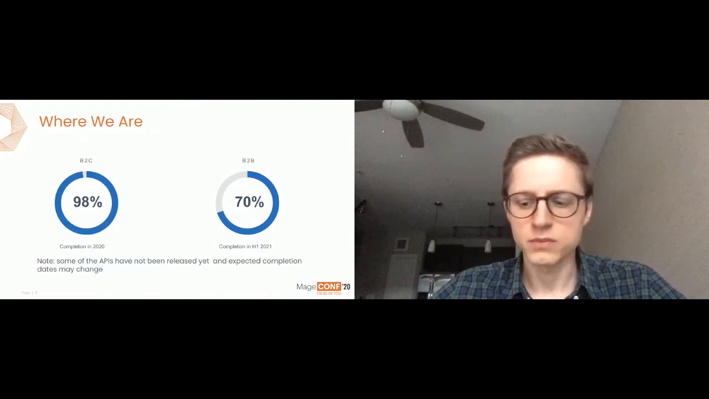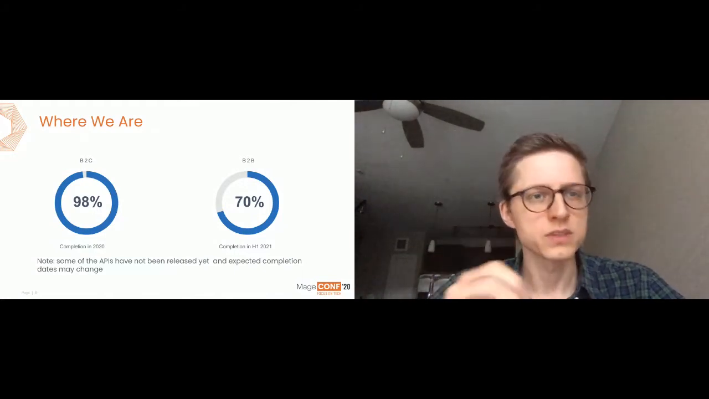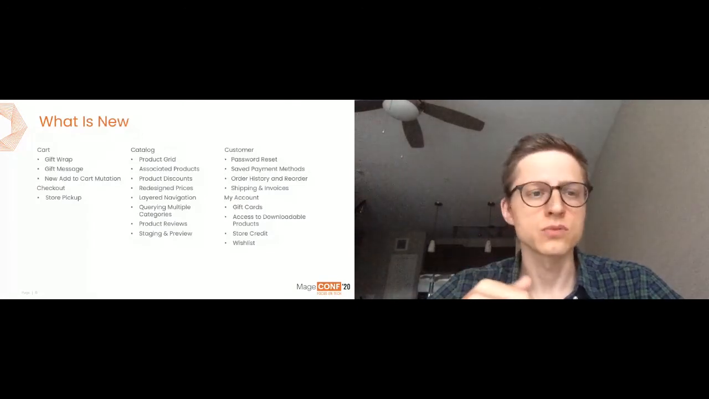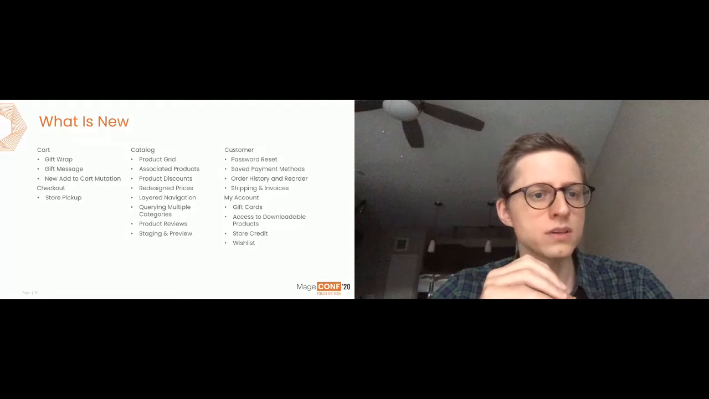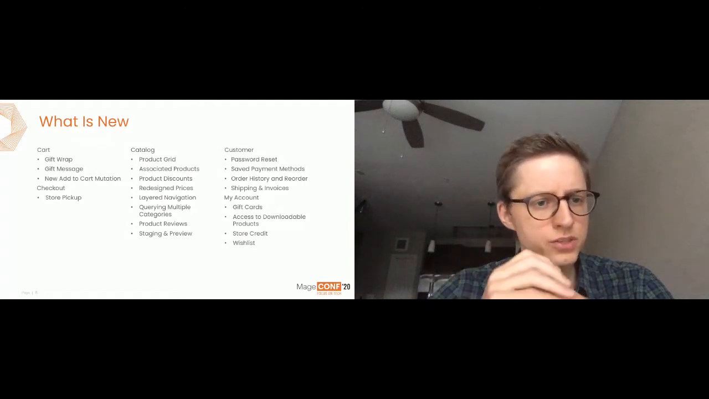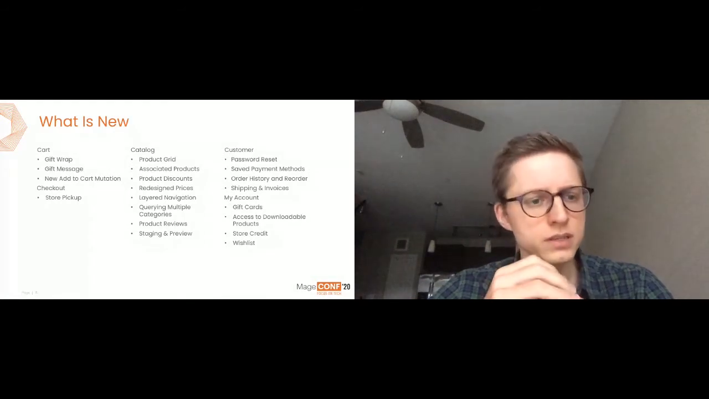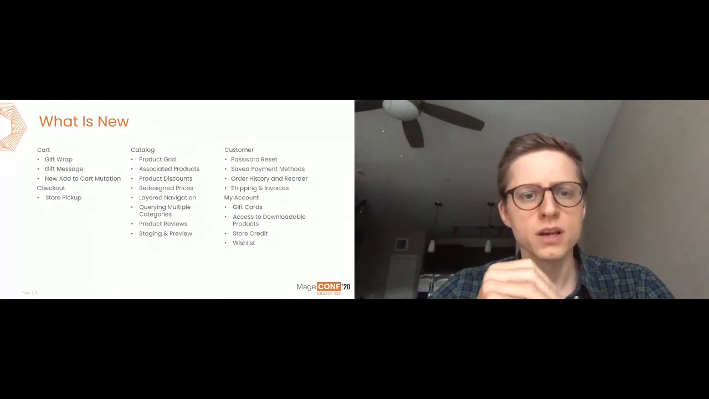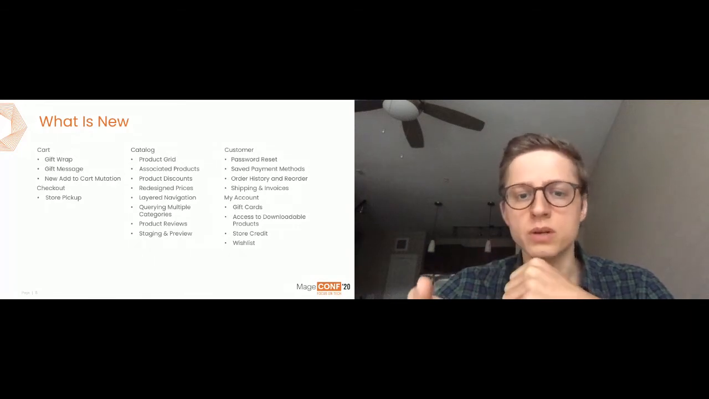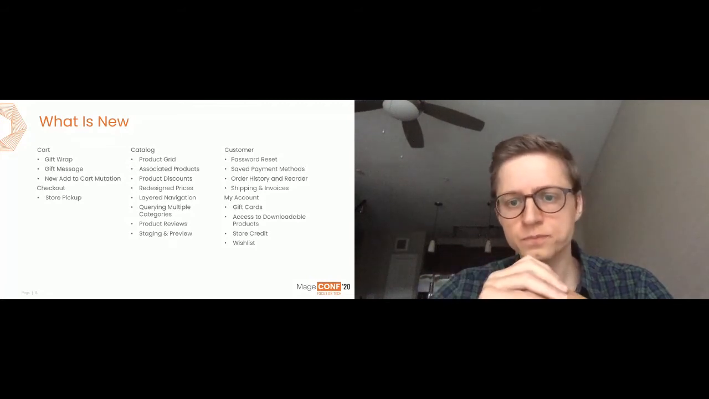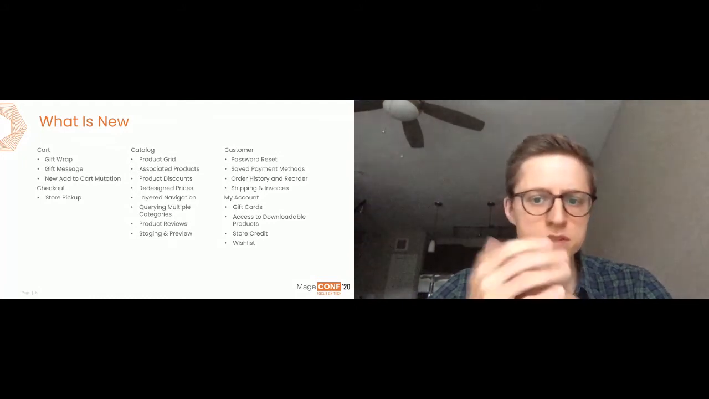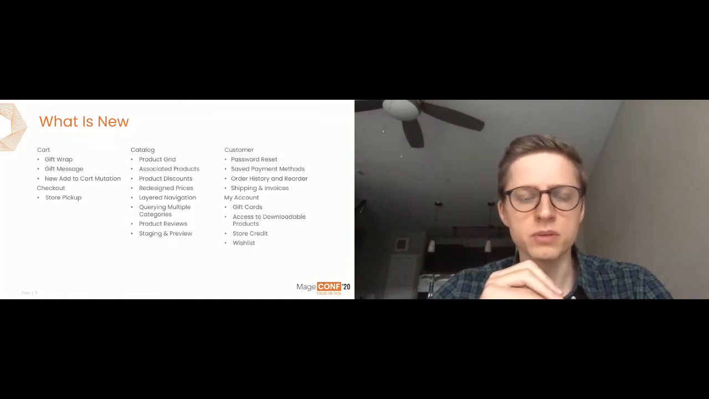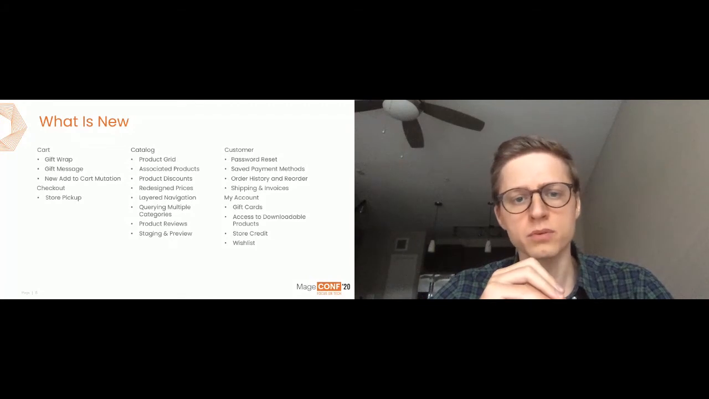Now let's take a look at what is new in GraphQL. Here on this list, there might be some items that we added in 2.3.5, so it's kind of newish. I'm going to highlight the most important things. In cart, we added new add to cart mutations that I'm going to talk about in more detail on the next slides. We added store pickup for the checkout. We added the ability to query associated products. We redesigned prices, added the ability to query multiple categories, added staging and preview, added reorder functionality, the ability to use payment methods, reset password, and added the ability to query purchased downloadable products.